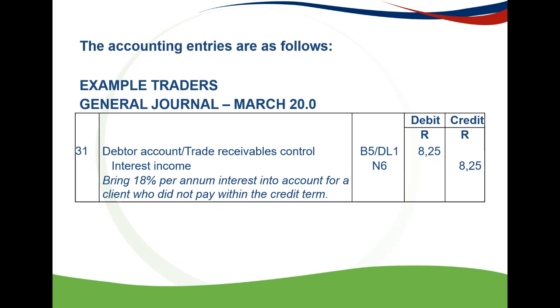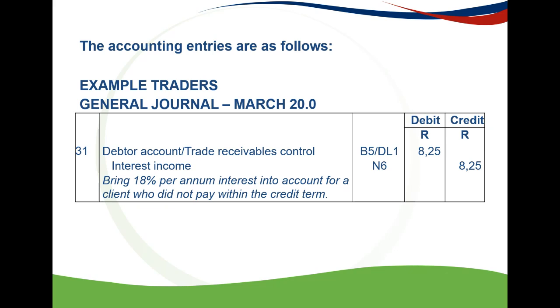Now, the accounting entries of that specific transaction will be recorded in the general journal, because you can't record it in your sales journal. It's not a transaction directly with the debtor, it's not where you sold to the debtor, so it will not be recorded through your sales journal. And therefore, you will have to record it in your general journal.